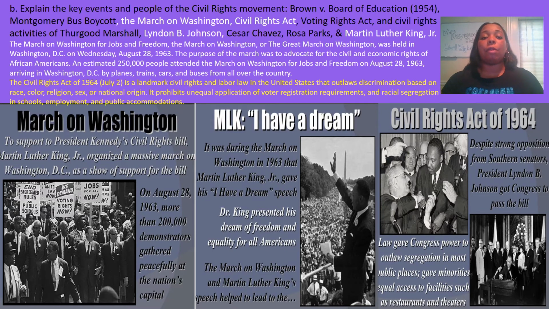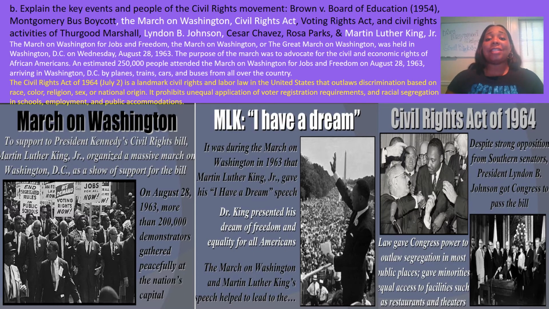The purpose of the march was to advocate for the civil and economic rights of African Americans. An estimated 250,000 people attended the March on Washington for Jobs and Freedom on August 28, 1963. They arrived in Washington, D.C. by planes, trains, cars, and buses from all over the country. Martin Luther King gave his famous "I Have a Dream" speech during the March on Washington.